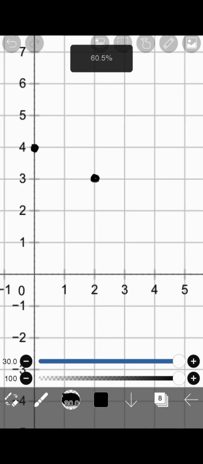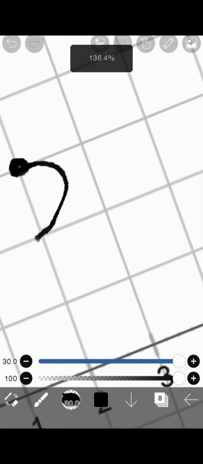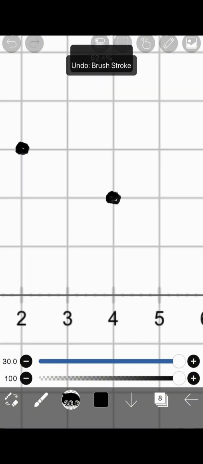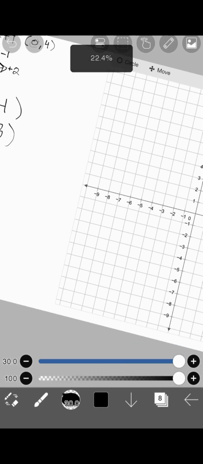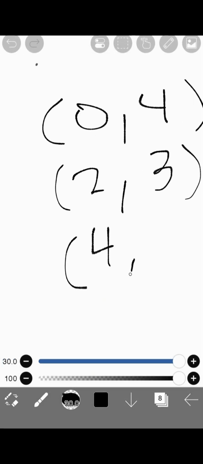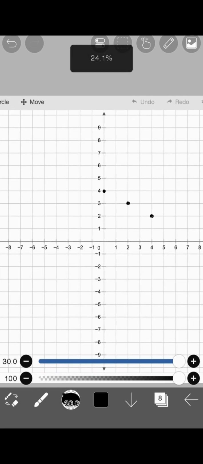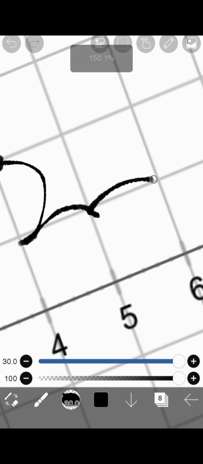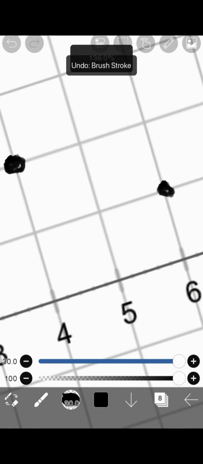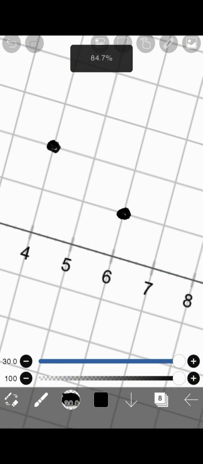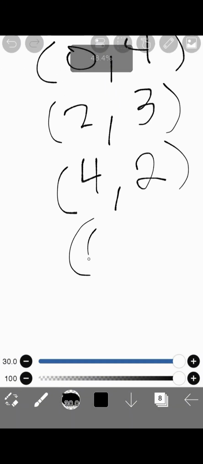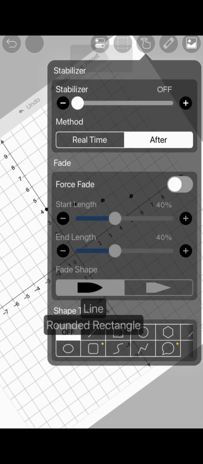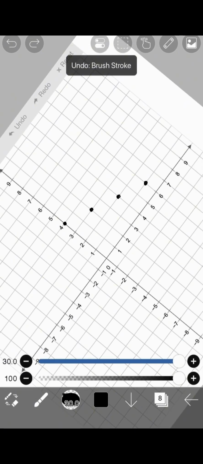So now we do it again. We go down once, and then we move twice. So here, this is 4 and 2. So let's just do 4 points. Again, go down once and then move to the right 2 times. So what's this? 6 and 1. So we have 6 and 1. Now that we have all our points, we will connect them.